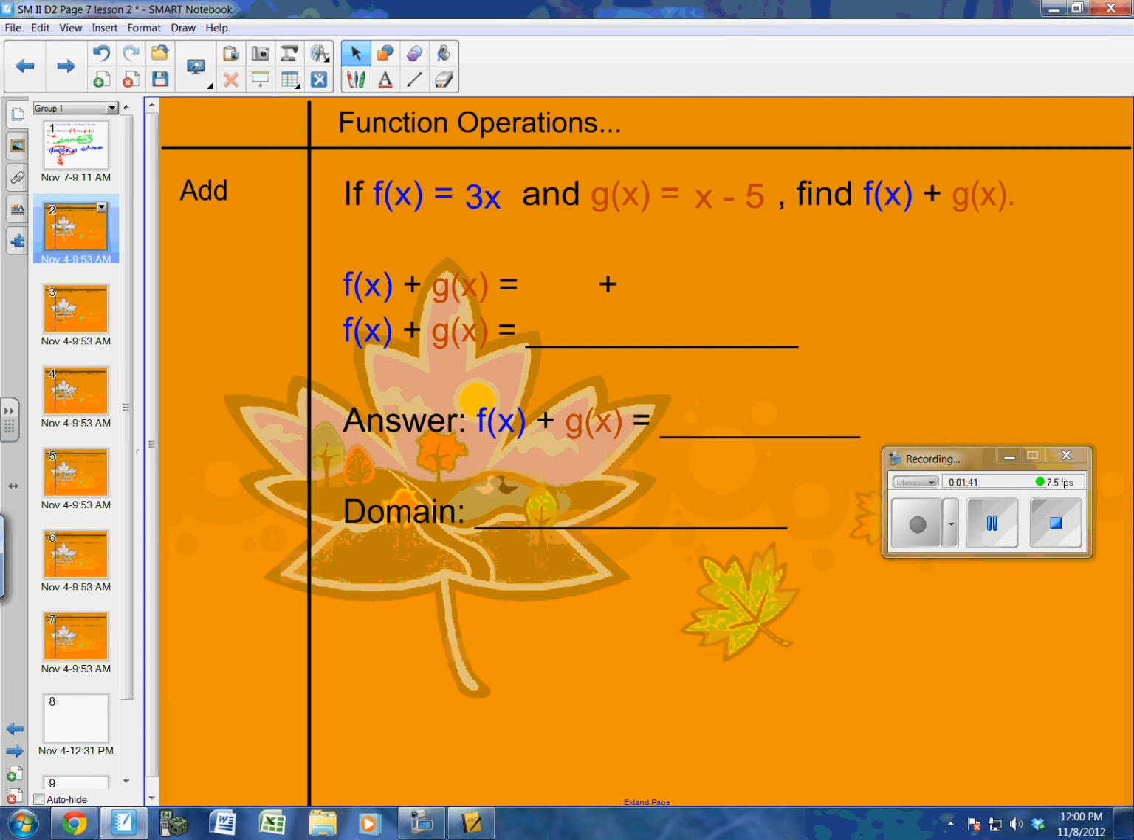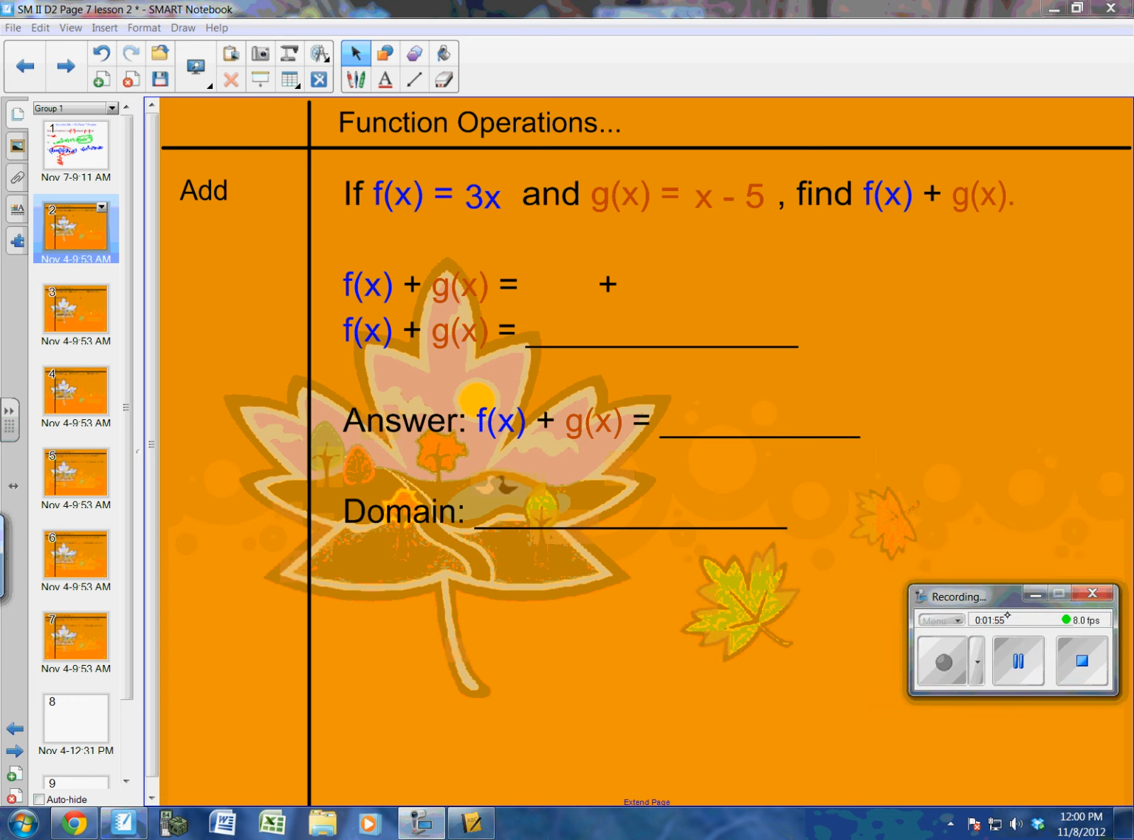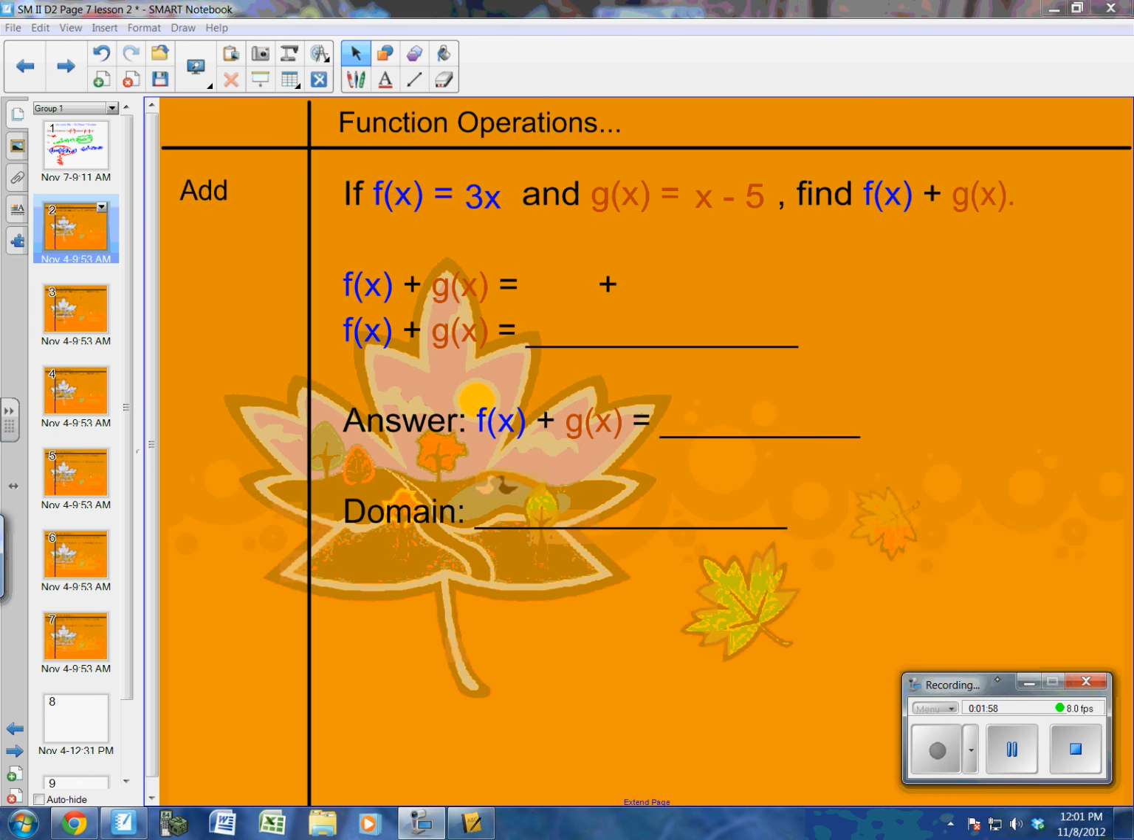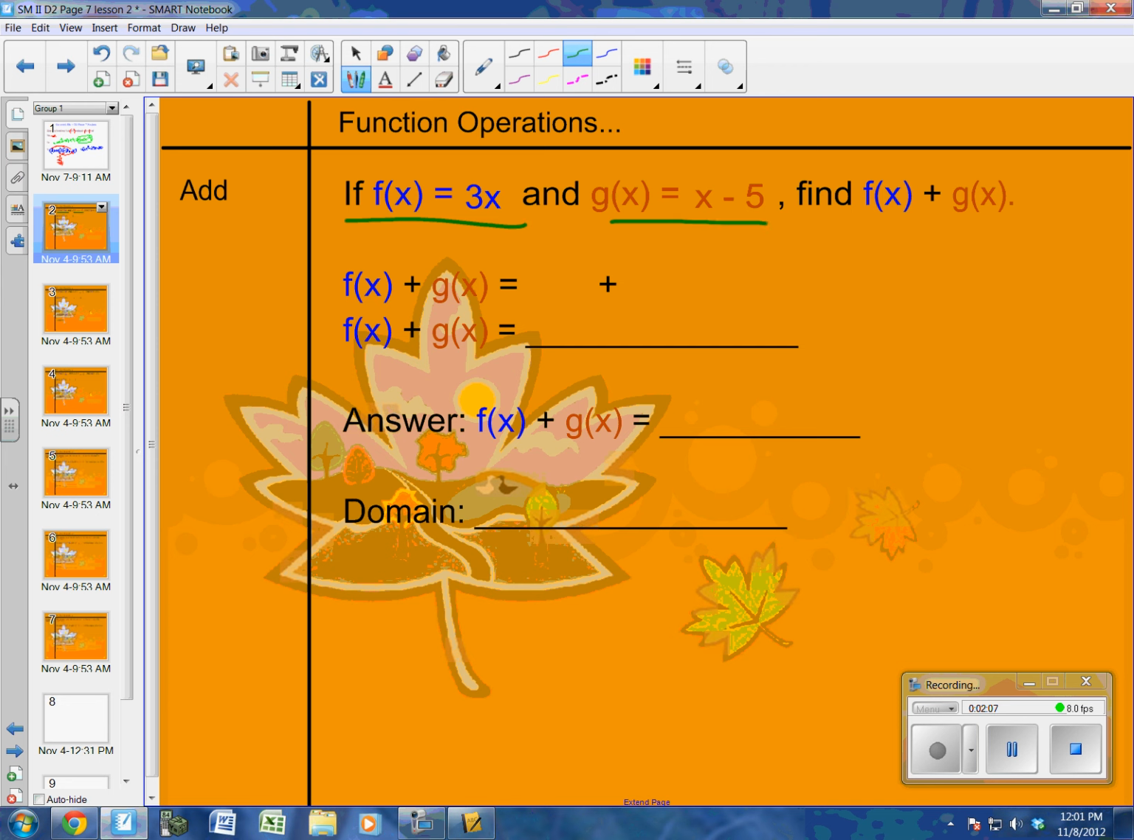Okay, I've broken this down into addition on this slide, subtraction on the next slide, and multiplication on the third slide. So if you look at this right here, we have f of x equals 3x, and we have g of x equals x minus 5, and we're asked to find f of x plus g of x. Okay, so f of x is which function right there?